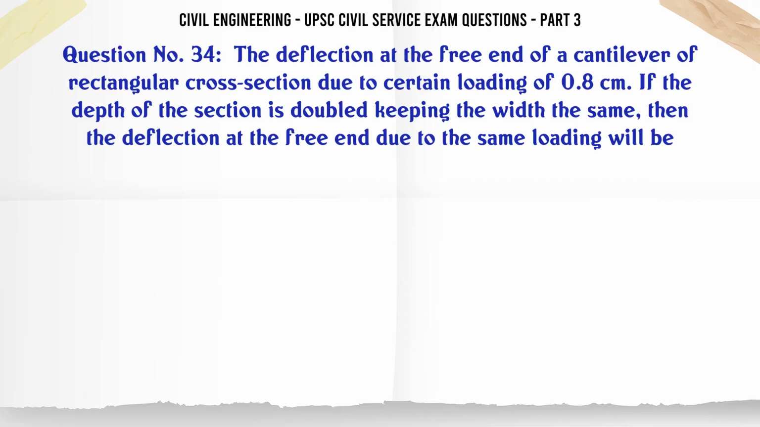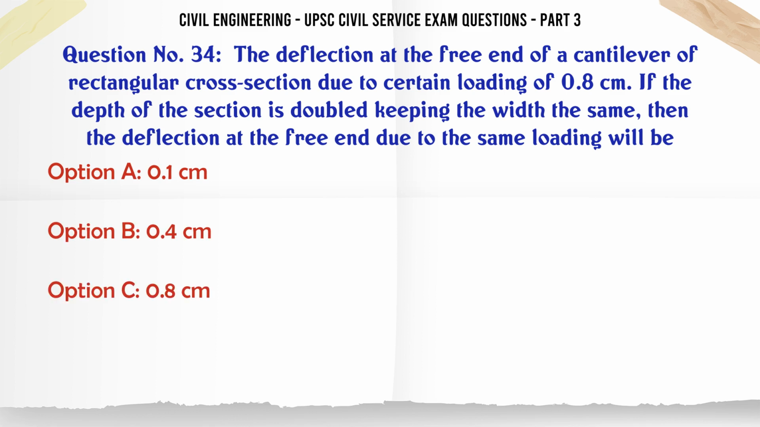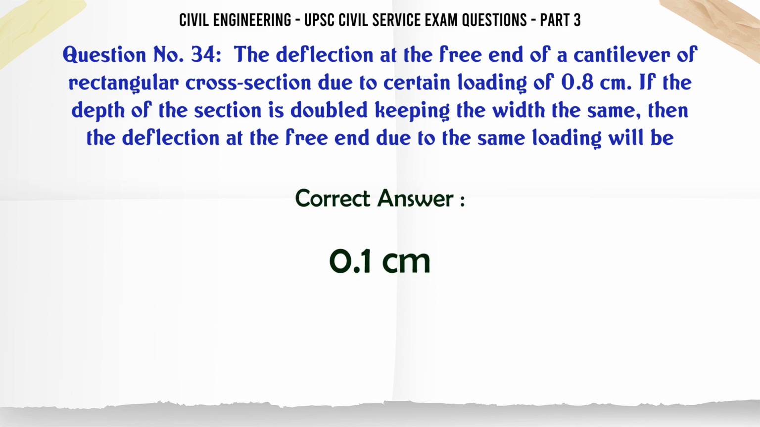The deflection at the free end of a cantilever of rectangular cross-section due to certain loading is 0.8 cm. If the depth of the section is doubled keeping the width the same, then the deflection at the free end due to the same loading will be A 0.1 cm, B 0.4 cm, C 0.8 cm, D 1.6 cm. The correct answer is 0.1 cm.